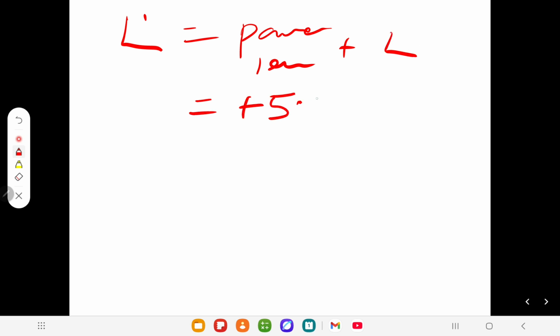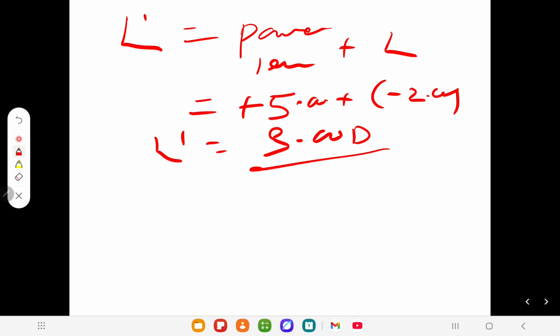As we move forward, image vergence we always indicate by L dash. Image vergence is equal to the power of the lens plus the object vergence, which is plus 5 diopter plus minus 2 diopter, which is 3 diopter. This is the image vergence. Now it's very simple. First we are going to calculate the image distance. Isn't it very simple? Because image distance is always the inverse of image vergence.